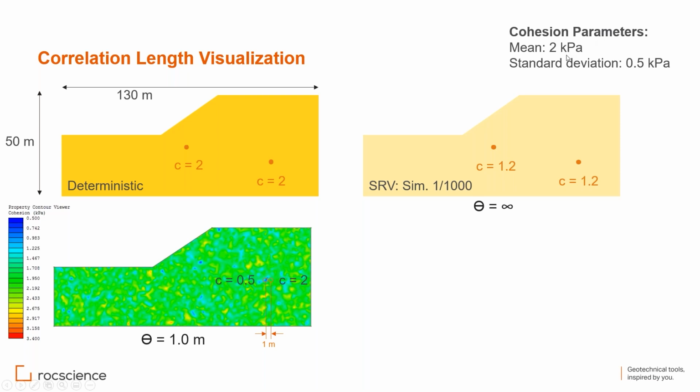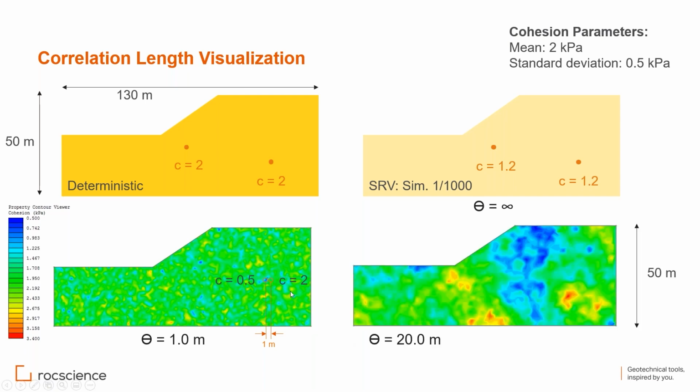In this range of mean 2 kPa and a standard deviation of 0.5, it's a big difference between 0.5 and 2. Let's try a larger spatial correlation length. In this case, if we pick two values, and if their distance is greater than 20 meters, the values might be very different. And this is isotropic spatial correlation length. It means that horizontal and vertical, they have the same value.